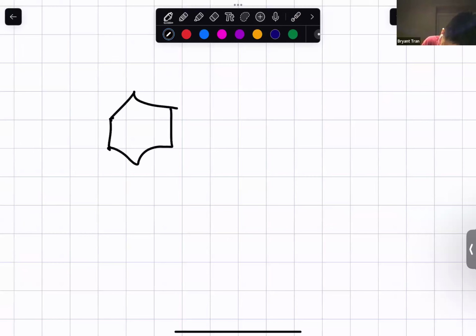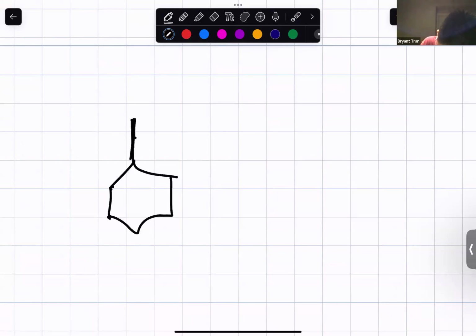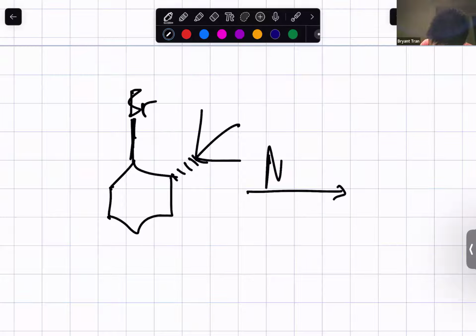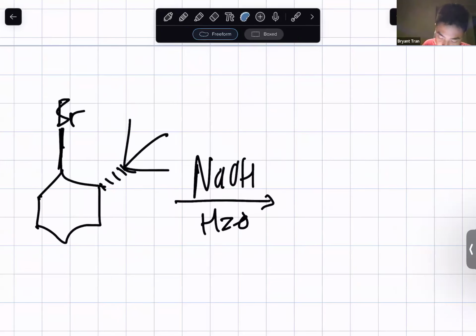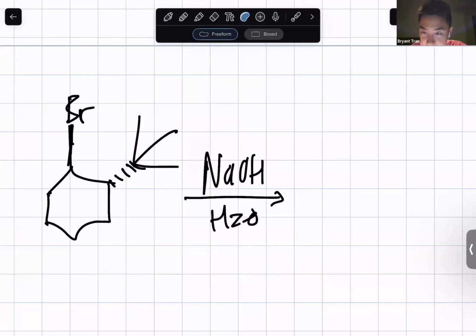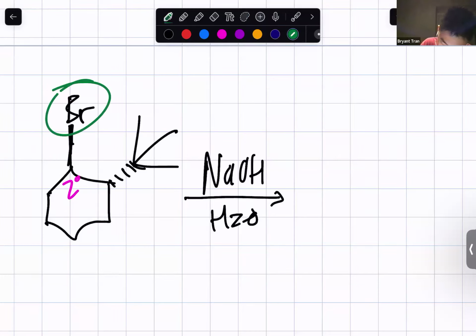If I have this right here, and let's say we have this and react it with NaOH and water, what do you guys think the product is going to be from this reactant and reagent? E2, right? Because we have a secondary substrate, good leaving group, strong base, hydroxide ion.